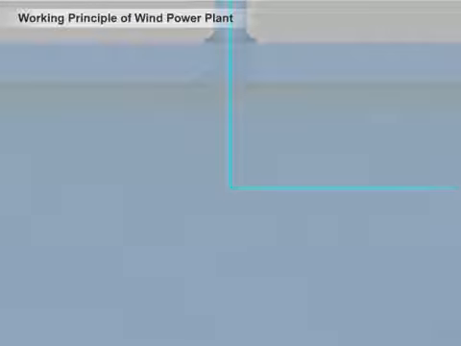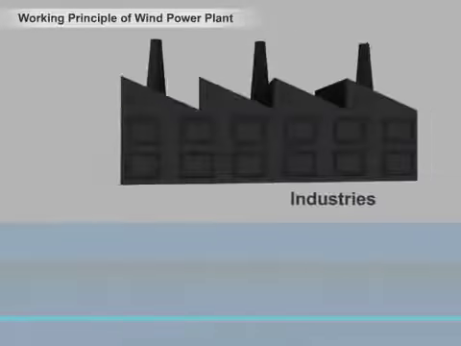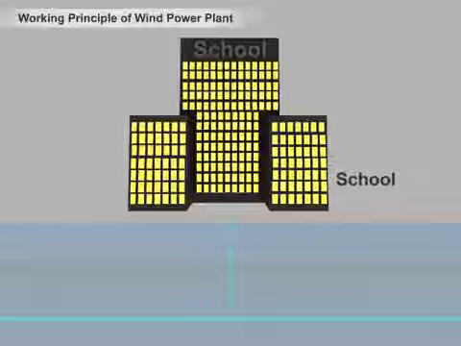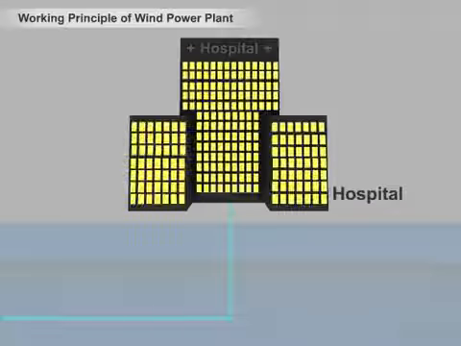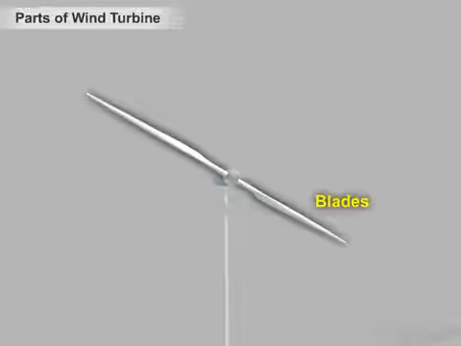This electricity can then be transferred by using transmission or distribution lines to homes, industries, schools, hospitals, etc. Let us study the parts of the wind turbine. Let us start with the blades.